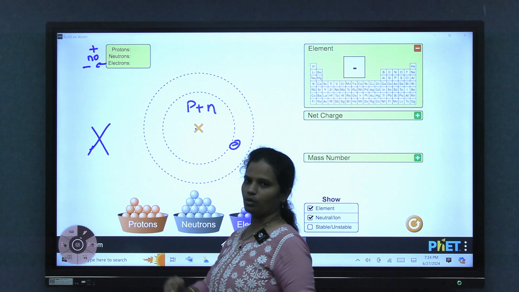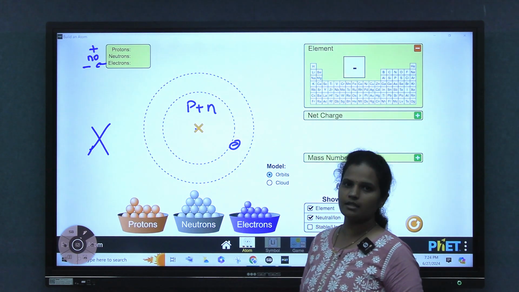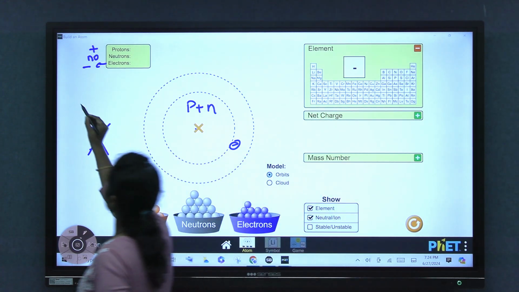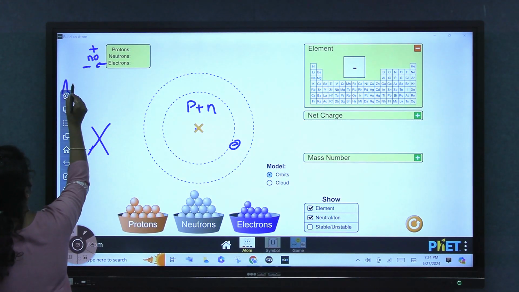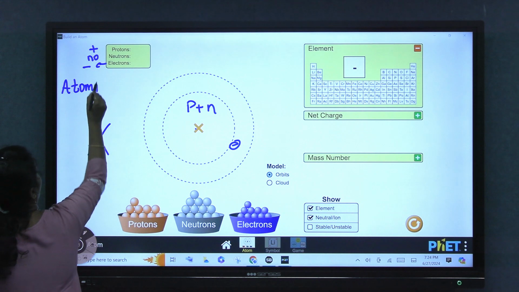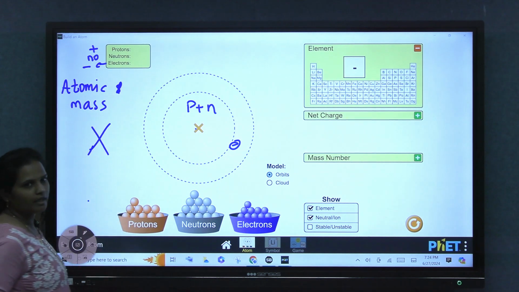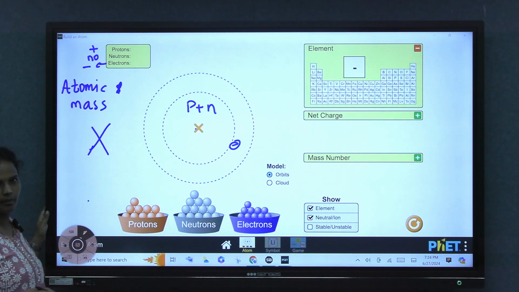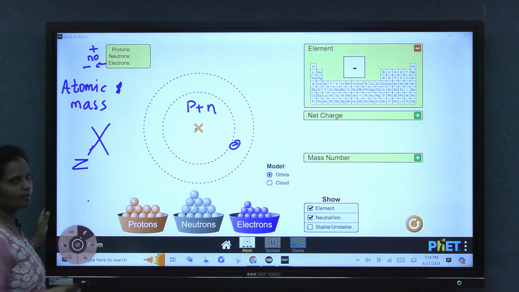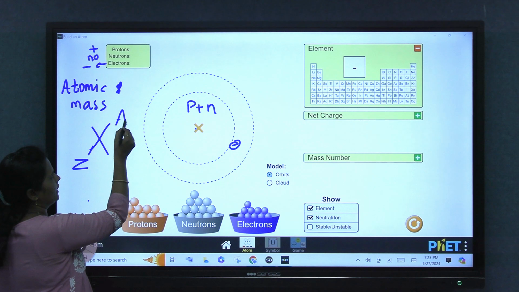So I told you X is an element. Based upon the subatomic particles, we are going to tell about the atomic number and the mass number. What is atomic number and what is mass number? The atomic number is written at the bottom of the element and it is represented as capital Z. And the mass number is represented as capital A.